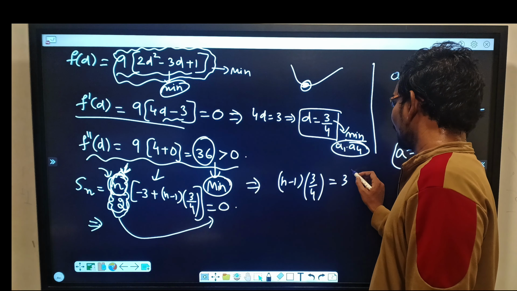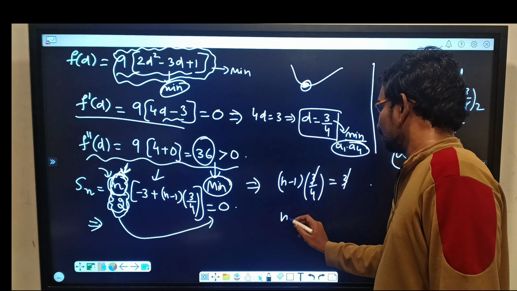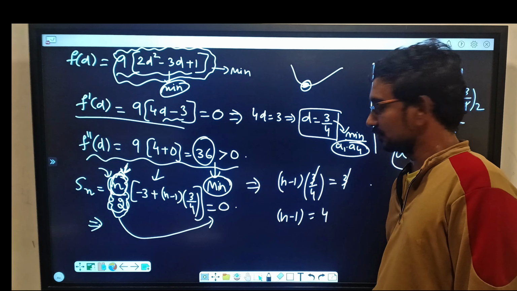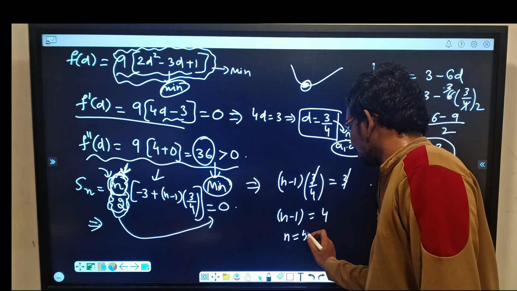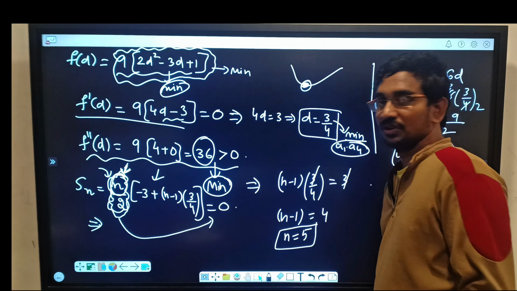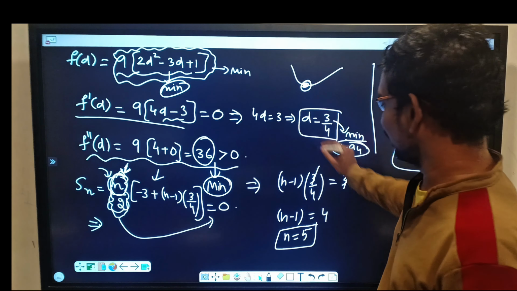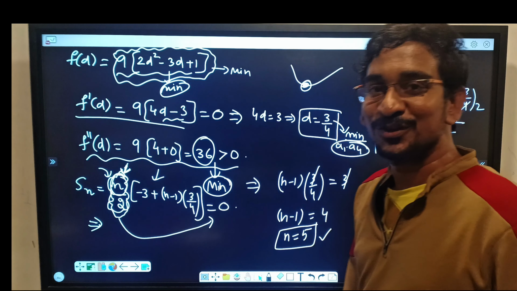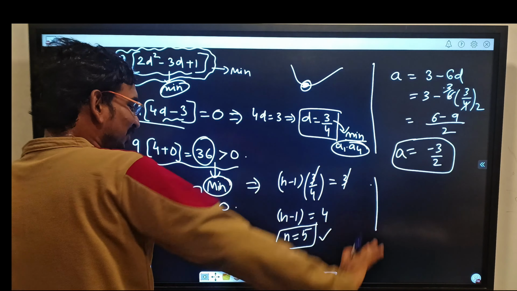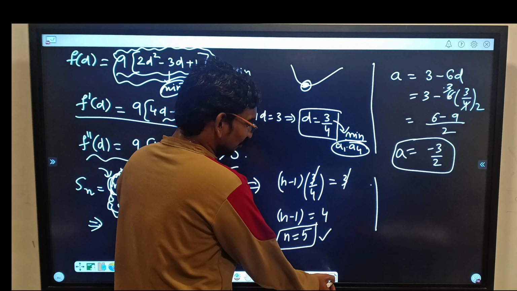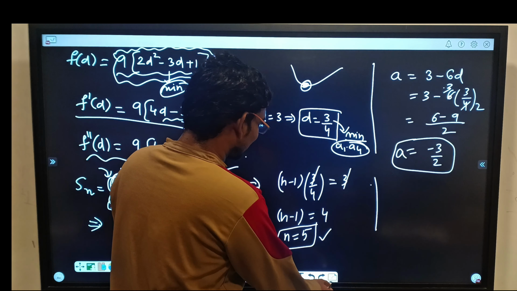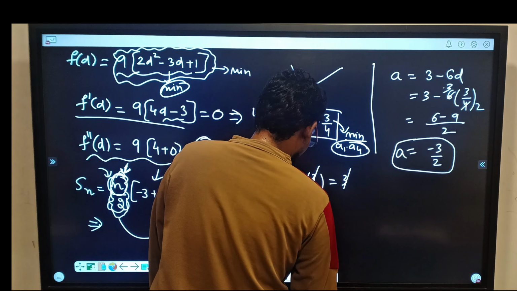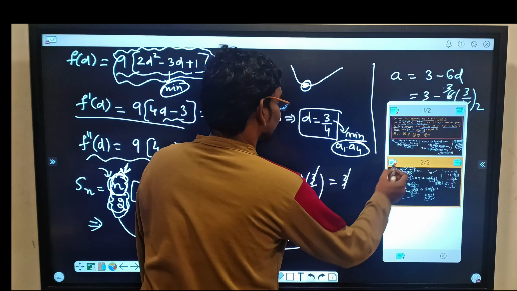3 and 3 cancel. So n minus 1 is how much? The 4 goes to the other side as multiplication by 4. So the number of terms is 5. The number of terms in this sequence is 5. Correct? So n is 5. We are clear. Now let us see what the question is. So n is 5, correct? Now what is the question for you?